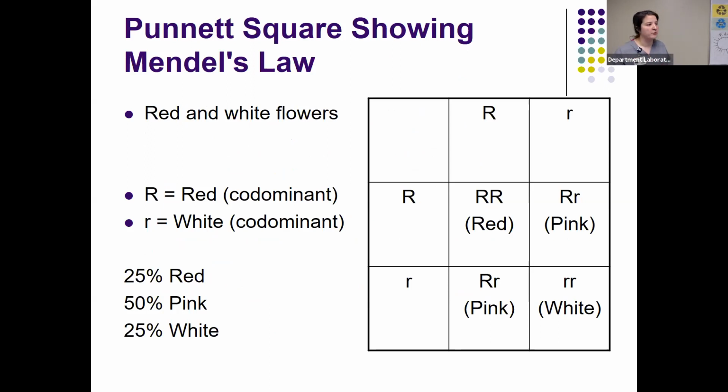So here's an example of your Punnett square using the codominant, so both the homozygous and the heterozygous. If you have the dominant gene and the recessive gene, then your flowers are going to be pink. So if you notice, you have a 50% chance of flowers being pink and a 25% chance of your flowers being red and 25% chance of your flowers being white, if both of your parents are heterozygous, right?